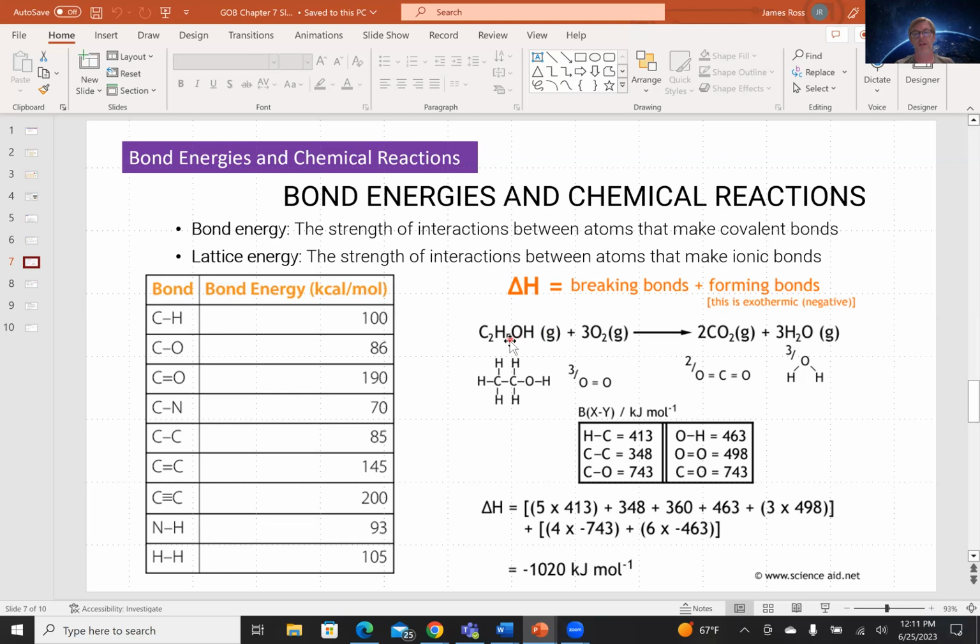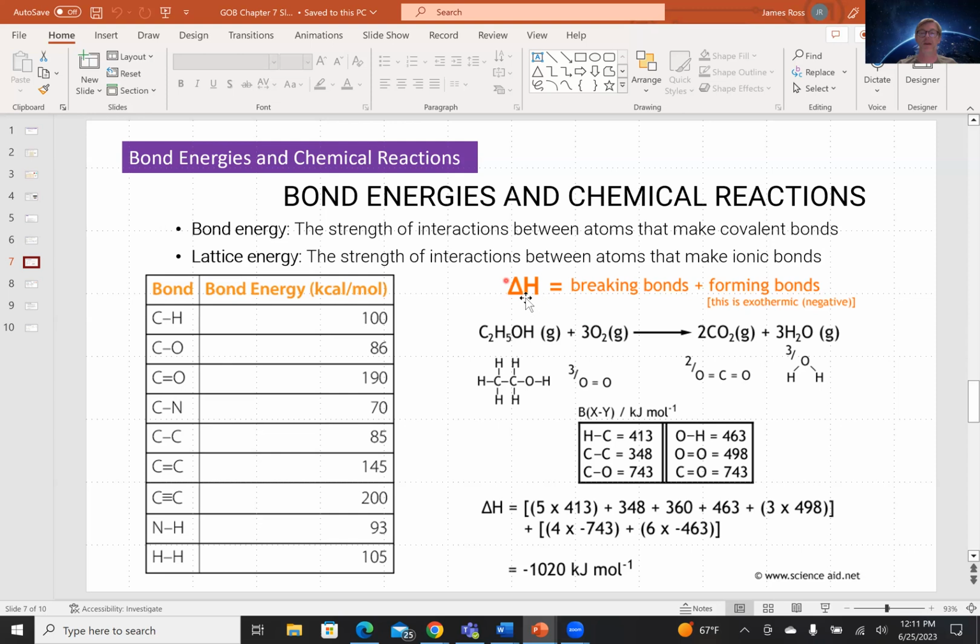Okay, so we have an equation here. We have ethanol plus 3 lots of molecular oxygen, giving 2 lots of carbon dioxide and 3 lots of water. We've now redrawn the equation, but we've exposed each bond. So ethanol has this full structure here. The 3 oxygen molecules each have this double bond as shown. The 2 carbon dioxide molecules have this double bonded structure as shown, and the 3 water molecules have this single bonded structure as shown.